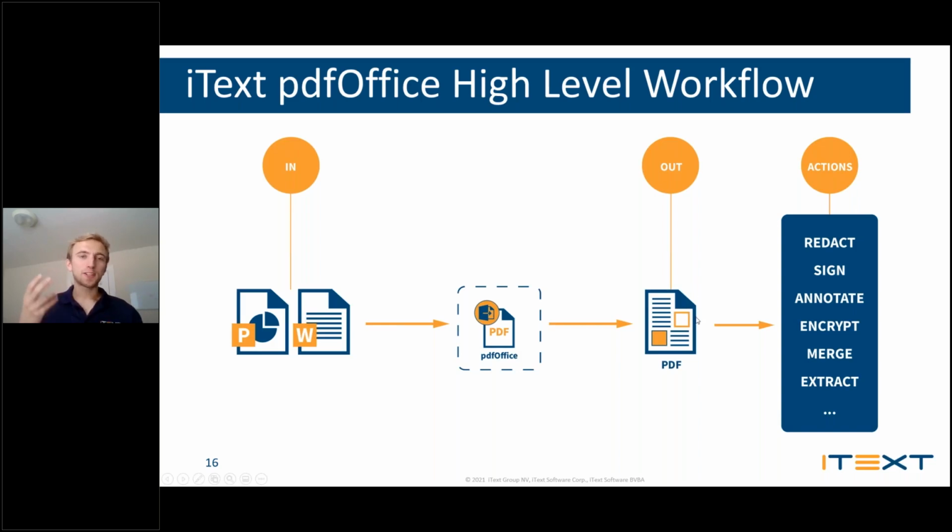And then after you convert your Word or PowerPoint document into a PDF, there are so many potential post-process operations that you can then take on. Whether it's redacting sensitive information from your documents, digitally signing and authenticating your documents, adding annotations in a batch process to all of your documents, encrypting, merging, extracting, and so much more, all enabled by the iText core product suite.